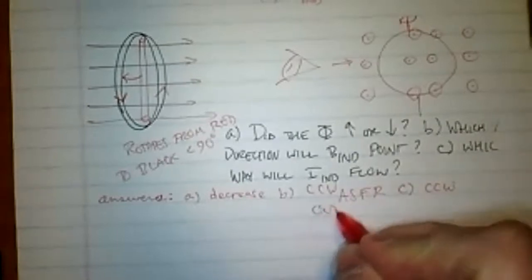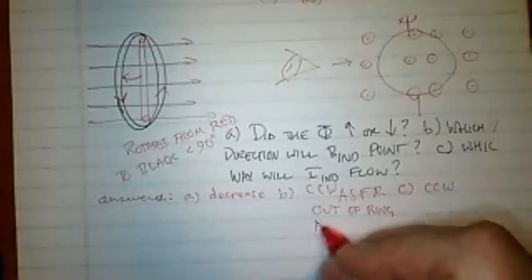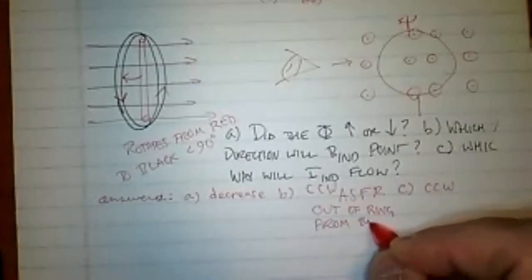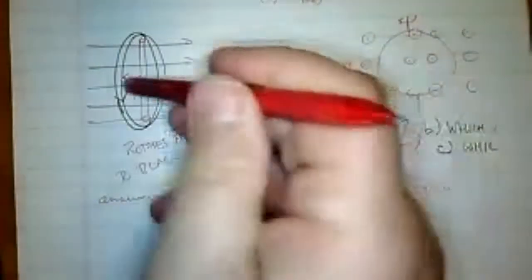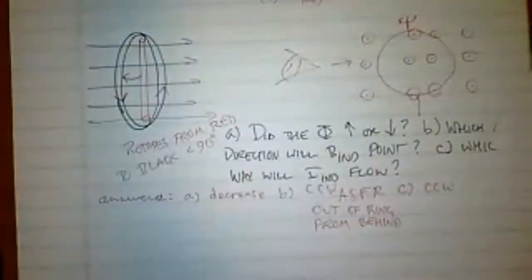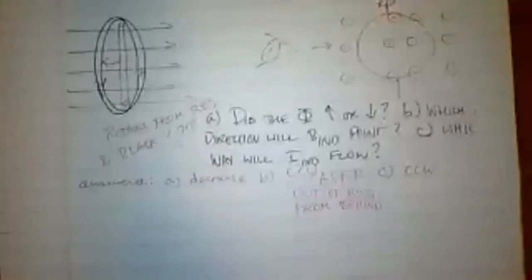This has to be out of the ring from behind. So in other words, go behind the page, and it's going to try to still establish the magnetic field popping out. So if my ring were like this, the magnetic field would point coming out like this, right here.